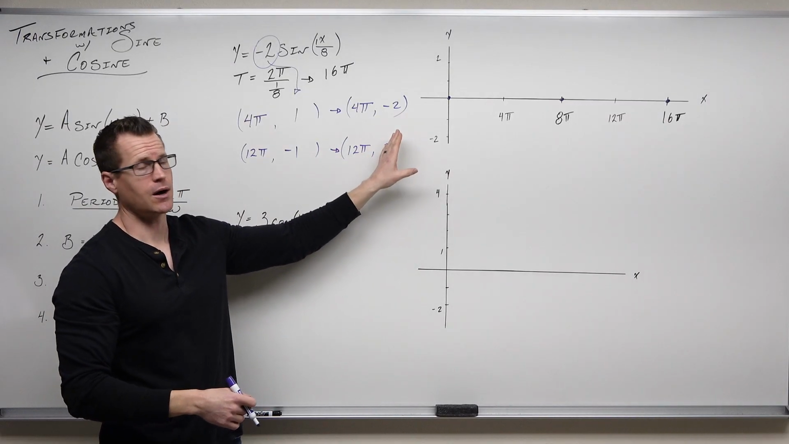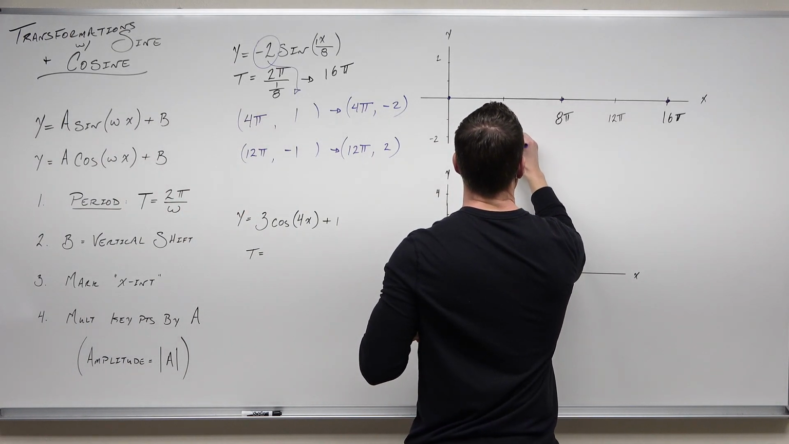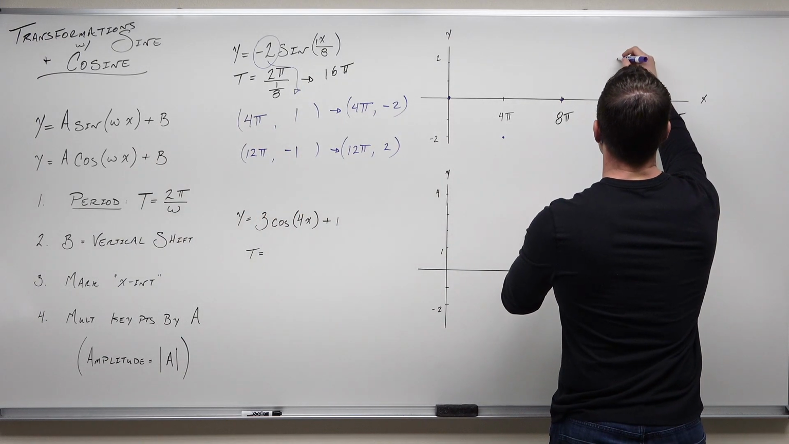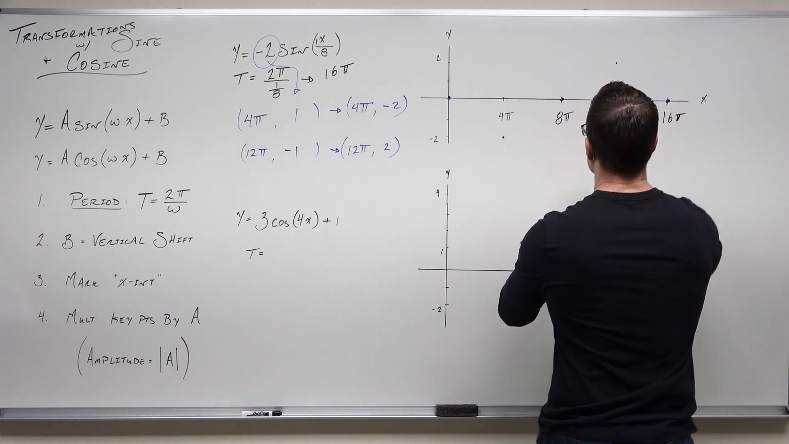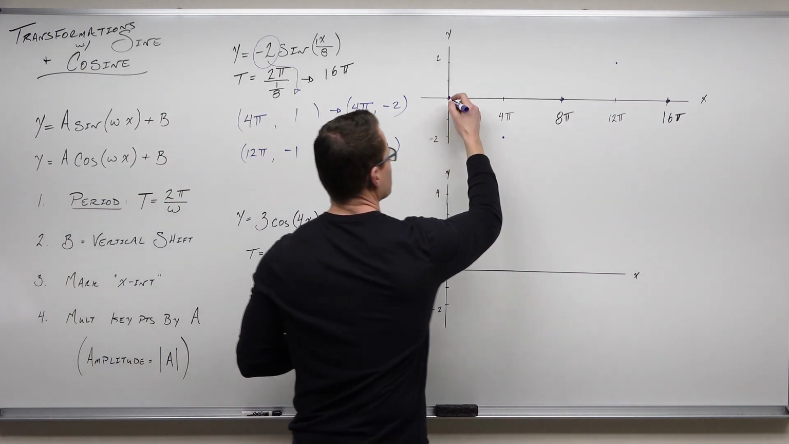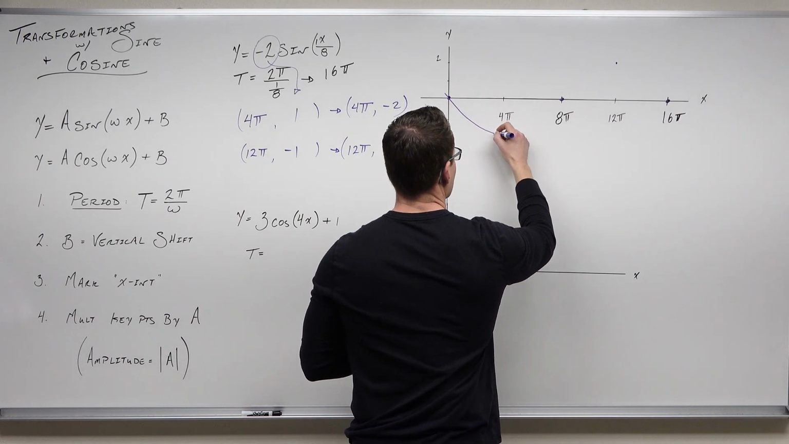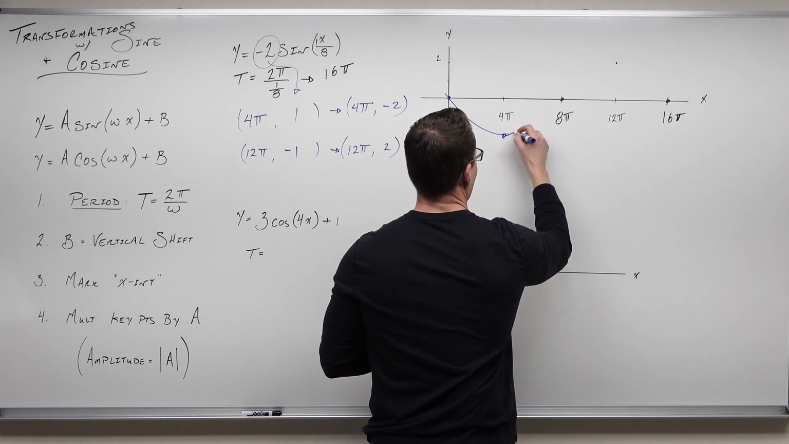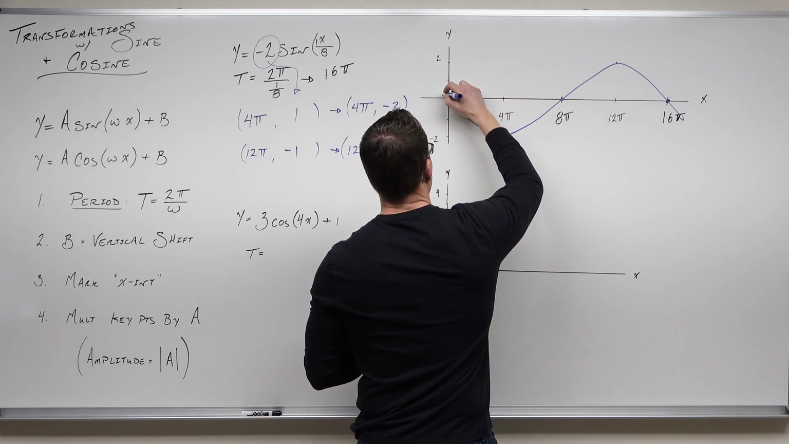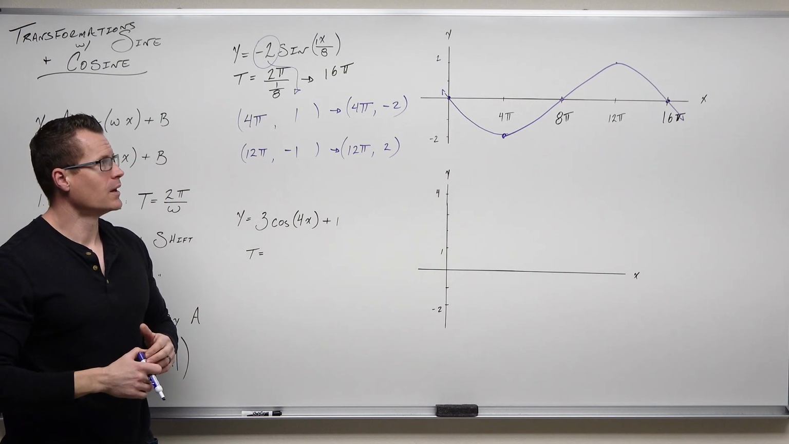We just have to plot these now. So 4 pi, -2, 12 pi, +2. And we get this reflected sine function like we expected. And that's about how that would look.